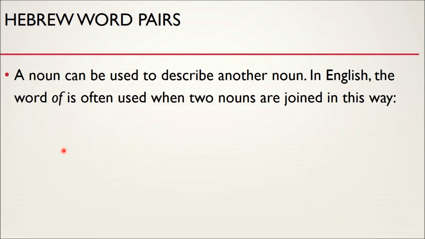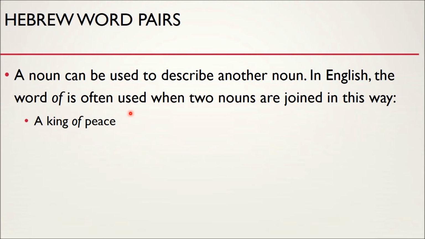So this chapter introduces what we call Hebrew word pairs. So a noun can be used to describe another noun. We see this in English too, but in English the word of is often used when two nouns are joined in this way. So for example, you have the noun king and you have the noun peace. When you join them together, it's a king of peace. So the second noun is describing the first noun.